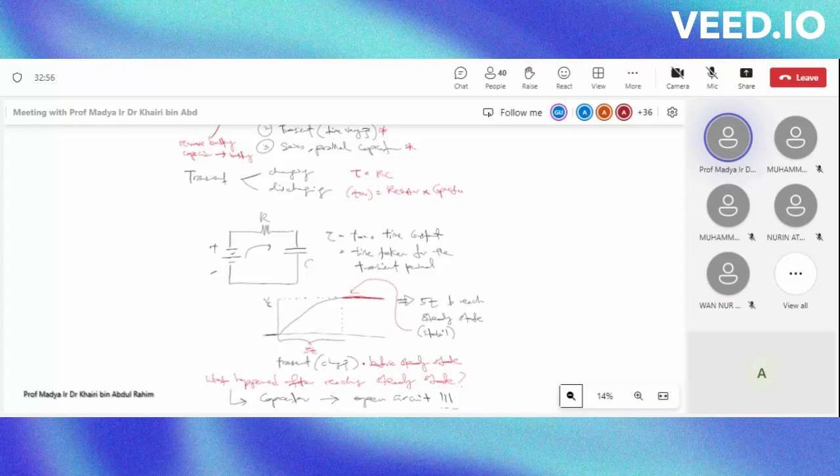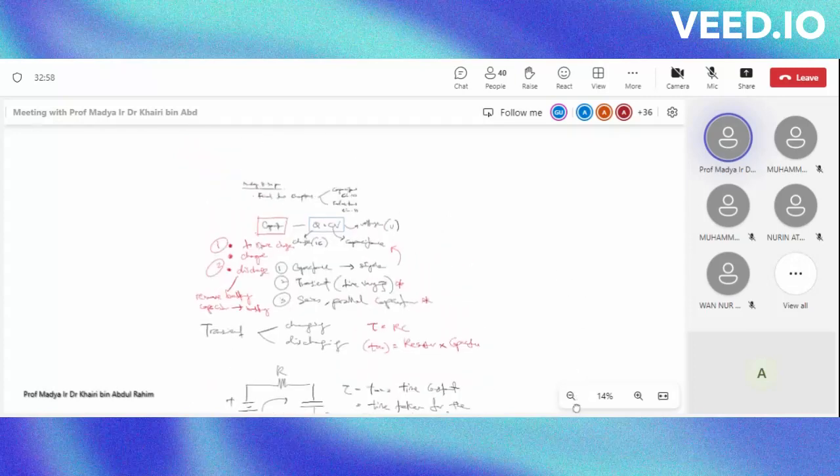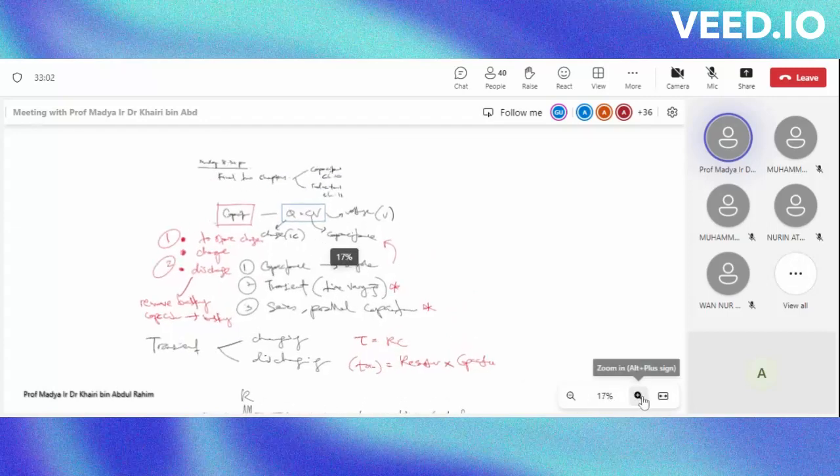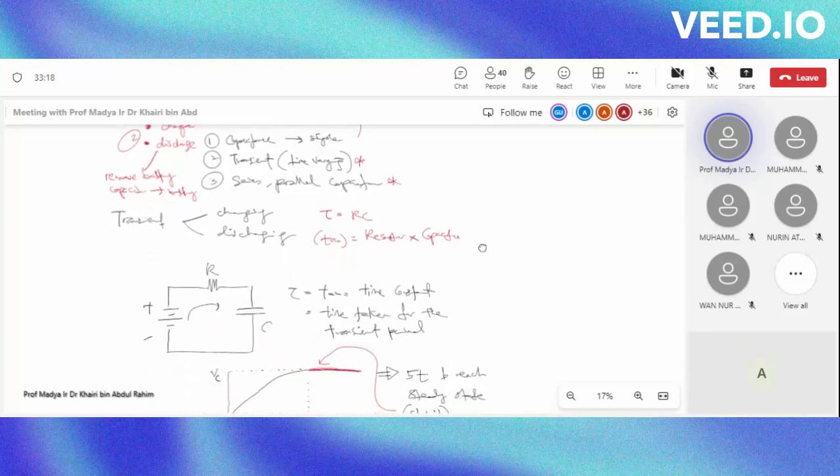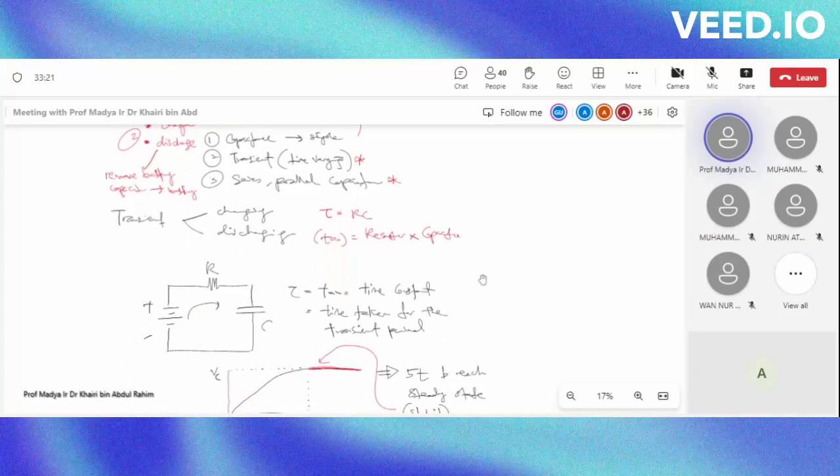Okay, that's the second thing that you need to know. And the third one is on the series parallel capacitance calculations, whereby the equation is very straightforward. If you have series capacitance, how do you calculate series capacitance? It is basically very similar to what you have when you have parallel resistance.